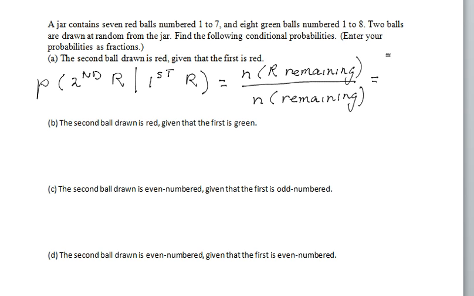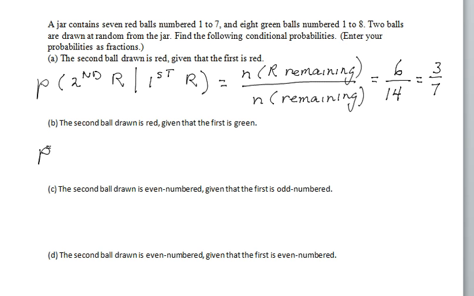And so there were originally 7 red balls. One of them has been removed, so there are 6 left when the second one is considered. And instead of 15, there's a total of 14 left. So this reduces to 3/7.